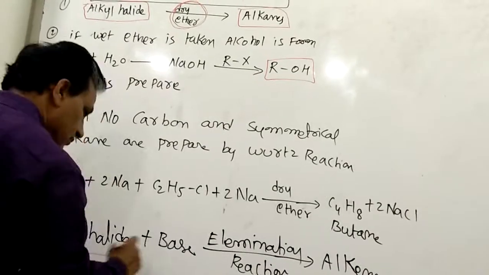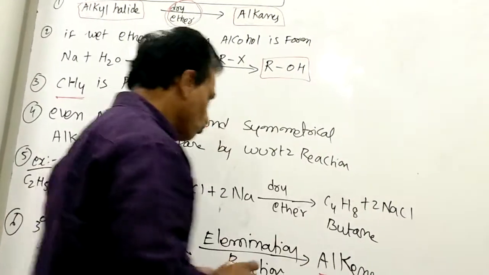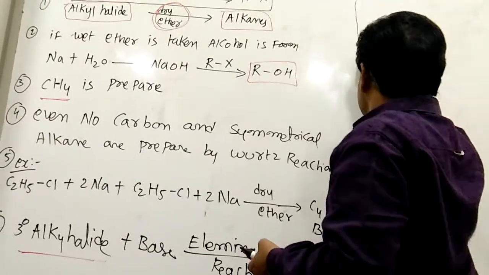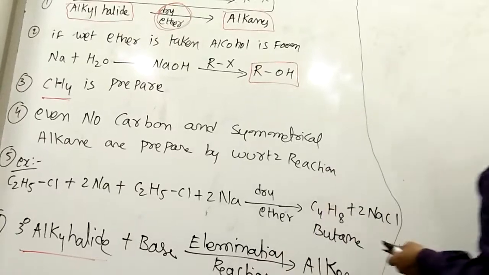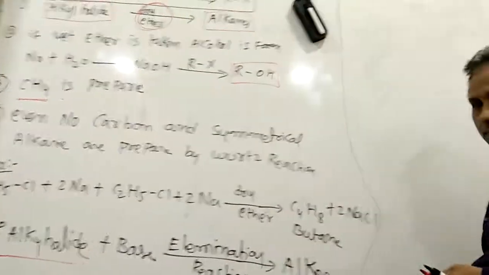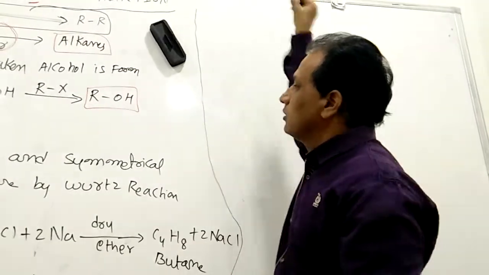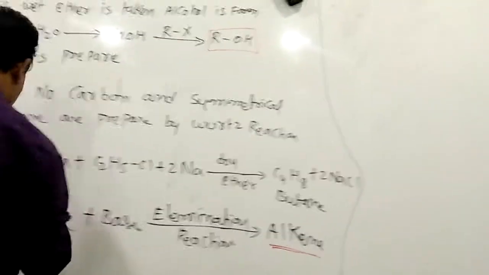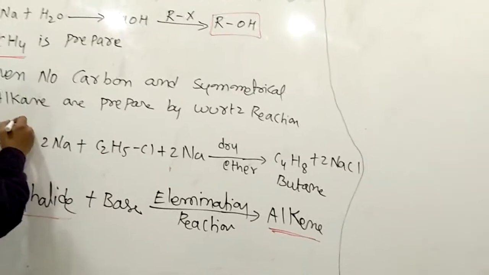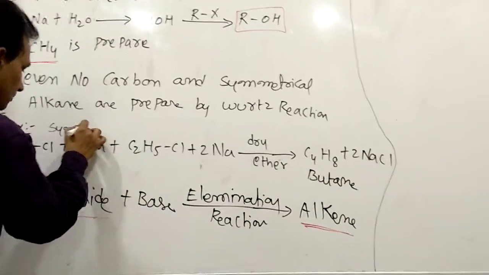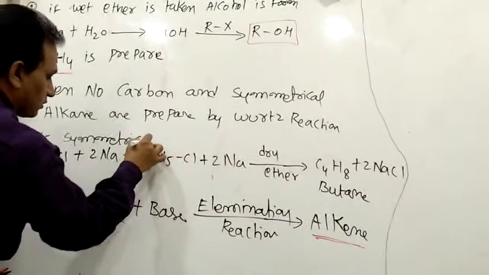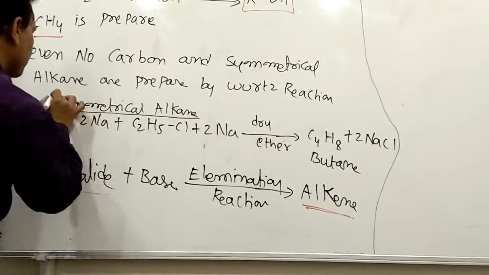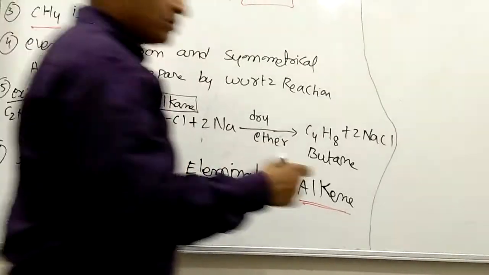Okay, you know that. Here, I am taking another example, unsymmetrical. This is symmetrical ethyl chloride. Symmetrical alkanes are produced.